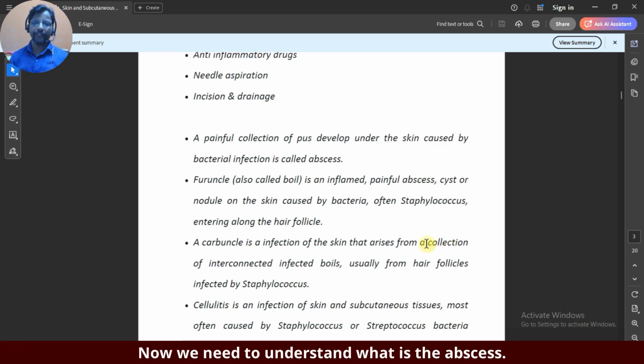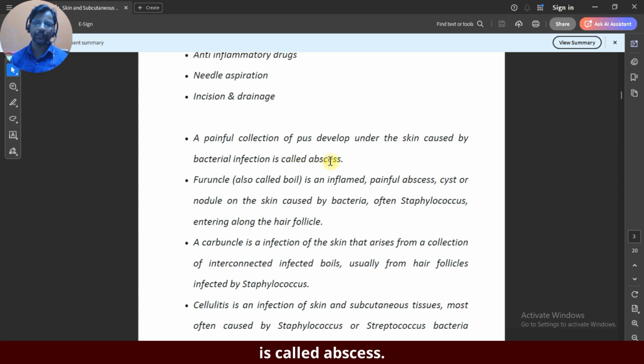Now we need to understand what an abscess is. A painful collection of pus that develops under the skin, caused by bacterial infection, is called an abscess. What you need to remember here is that most of the time an abscess occurs below the skin, and most of the time an abscess is painful.